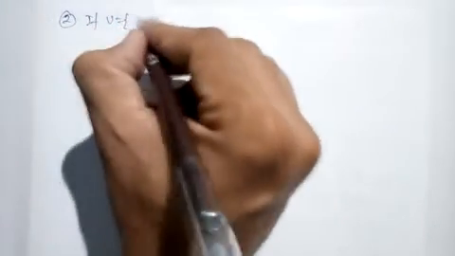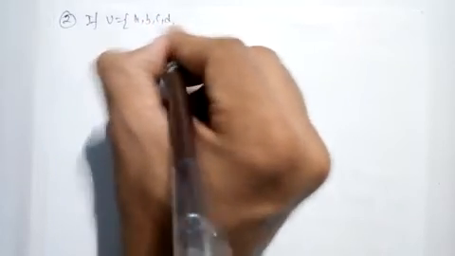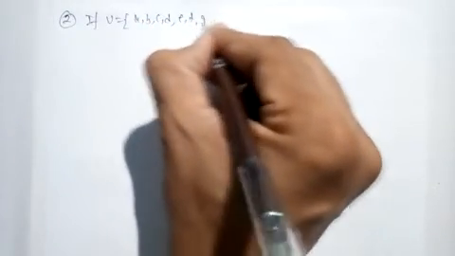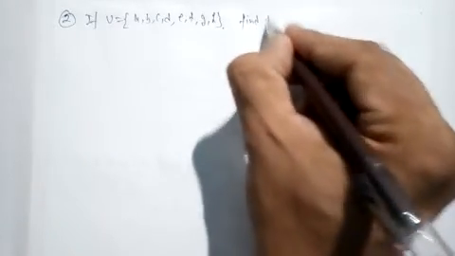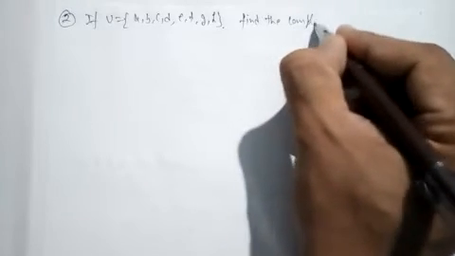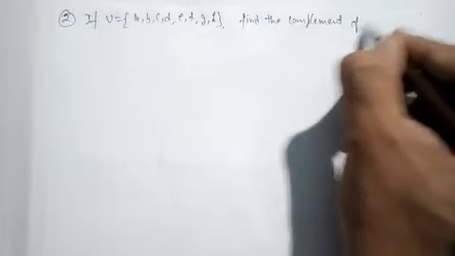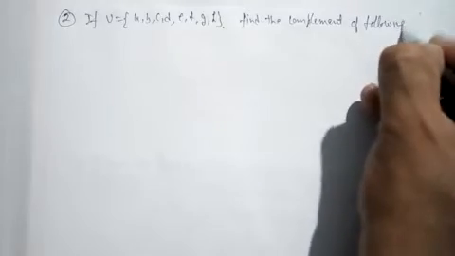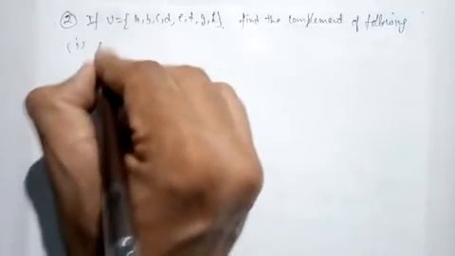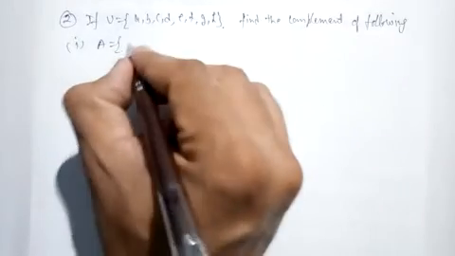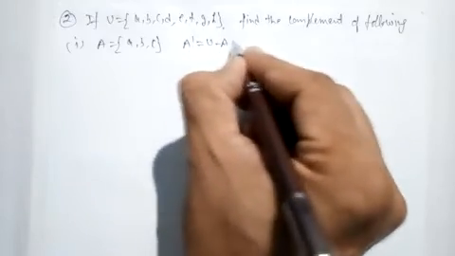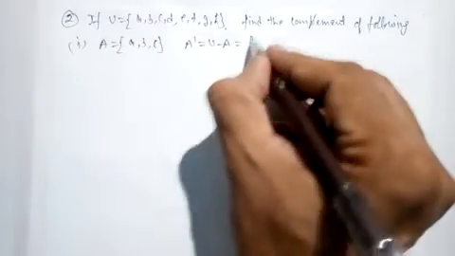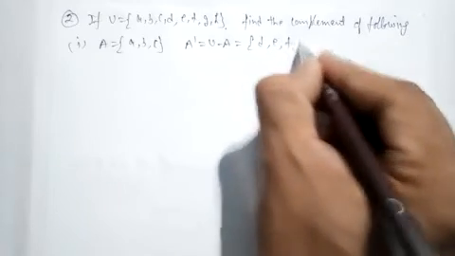Next, question number 2. If U is A, B, C, D, E, F, G, H, find the complement of the following. First, A is A, B, C. Then A complement is U minus A. So leaving A, B, C, write all the elements D, E, F, G, H.